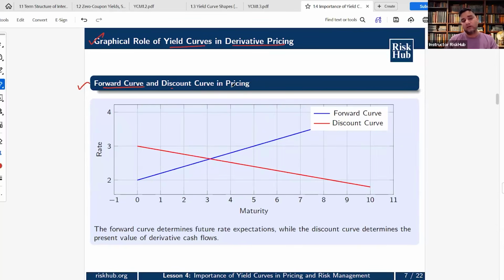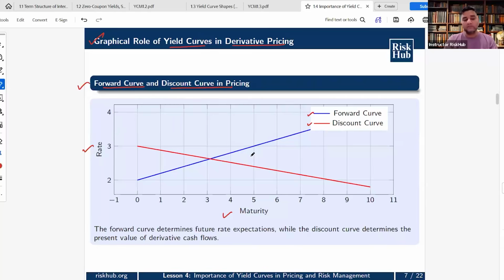Look at the forward curve and discount curve in pricing. We have rate and maturity. We have the forward curve and the discount curve. The slide shows one chart. The horizontal axis is maturity in years from 0 to about 10. The vertical axis is labeled rate, from about 2 to 4. The blue line labeled forward curve rises from about 2 to about 3.5. The red line labeled discount curve falls from 3 to about 1.8.